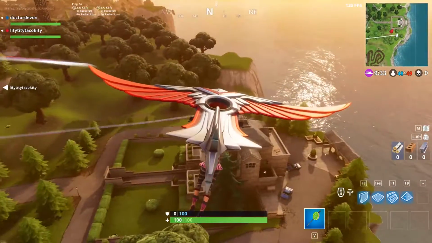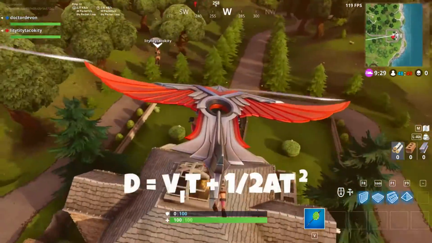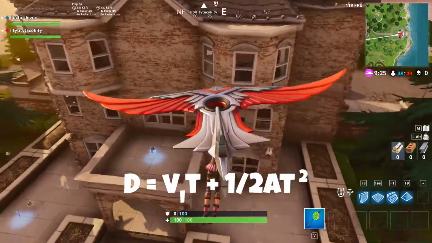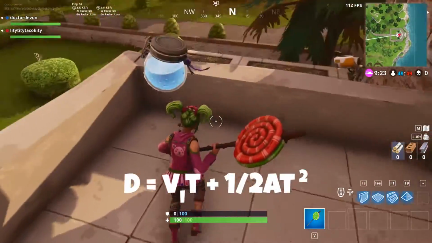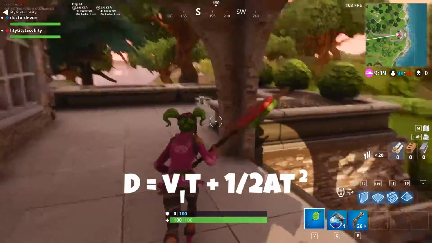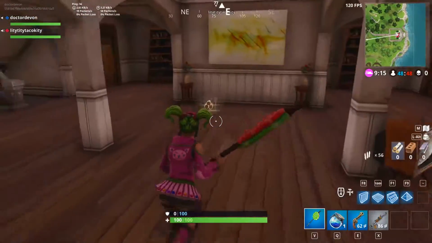This is shown by a person falling. The equation below can be used to solve. For example, if it takes 3 seconds for him to fall, then plug in 0 for initial velocity, 3 for time, and negative 10 meters per second squared for acceleration. And we will get 45 meters for displacement.